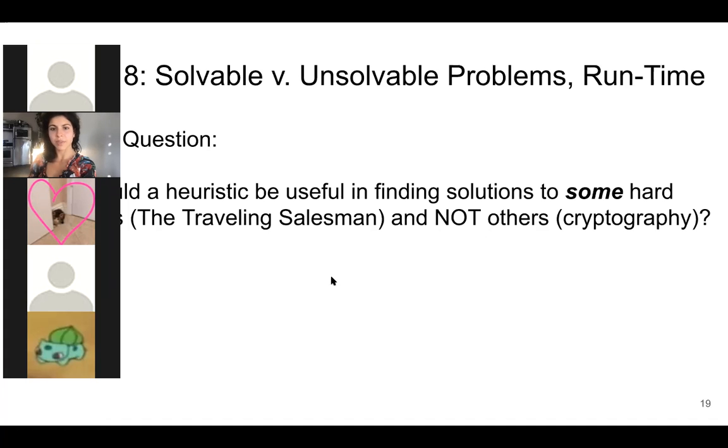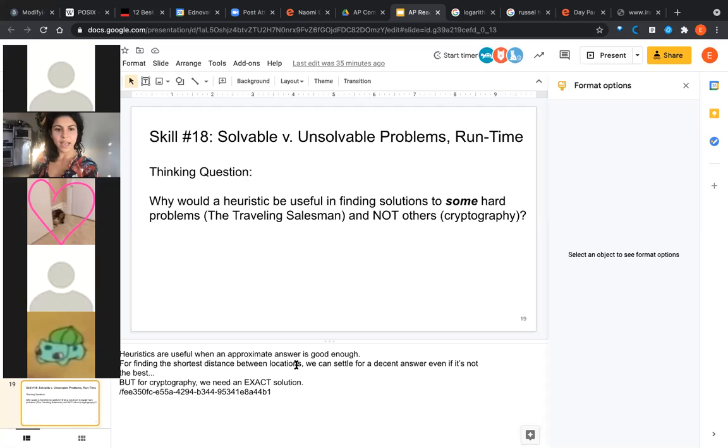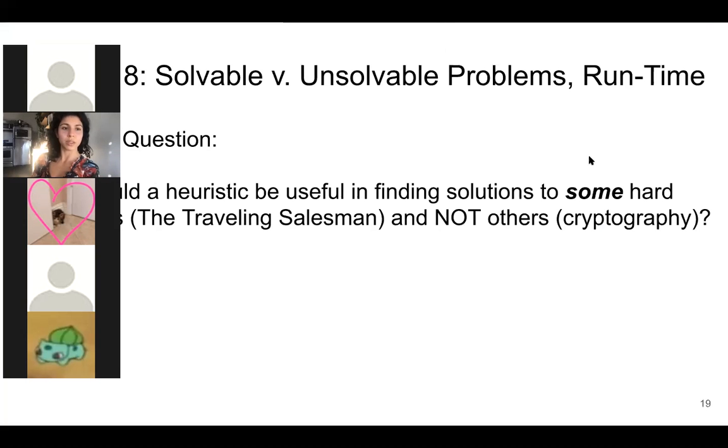Nelson, same thing. Oh yeah, I think I put my notes in the comments. I say, heuristics are useful when an approximate answer is good enough. So for finding the shortest distance between locations, we can settle for a decent answer, even if it's not the best. But of course, with cryptography, we need an exact solution. Otherwise, wrong is wrong, even if you're just one character off. Beautiful. Thanks for thinking through that one with me.